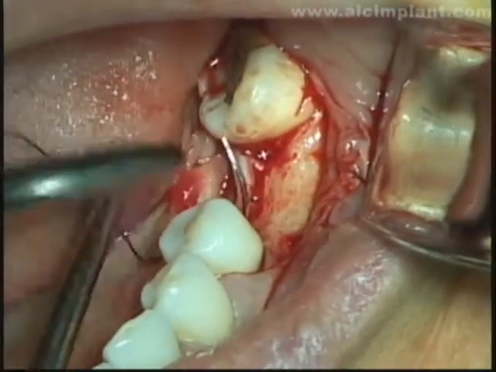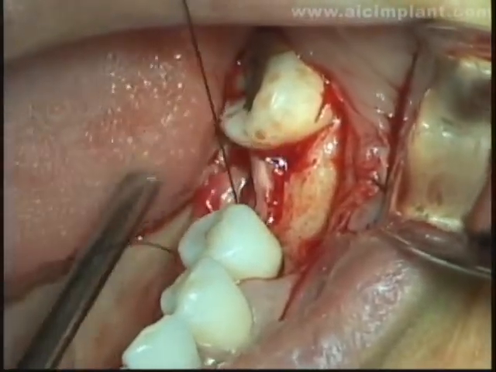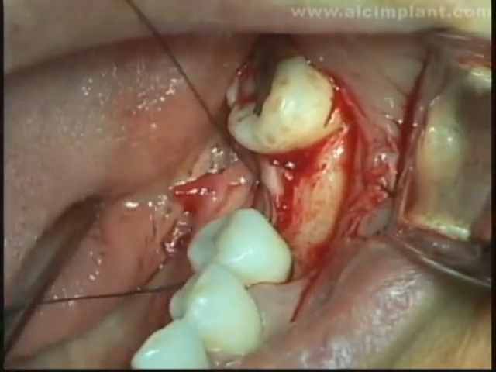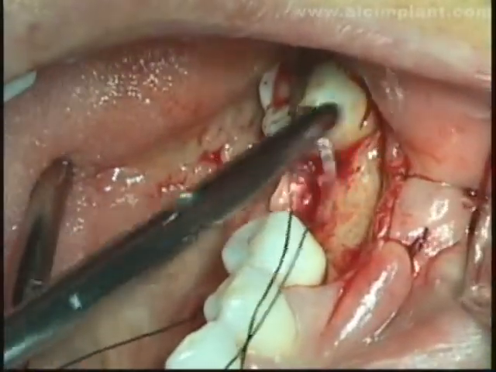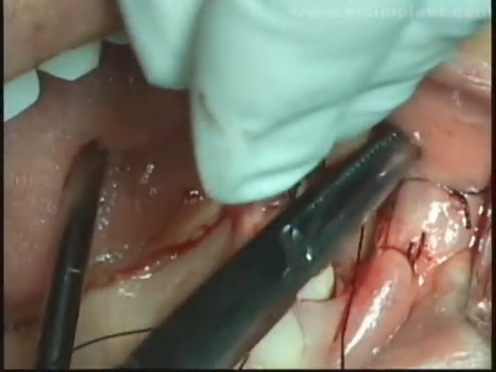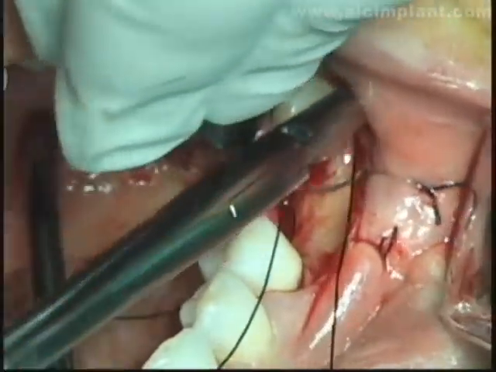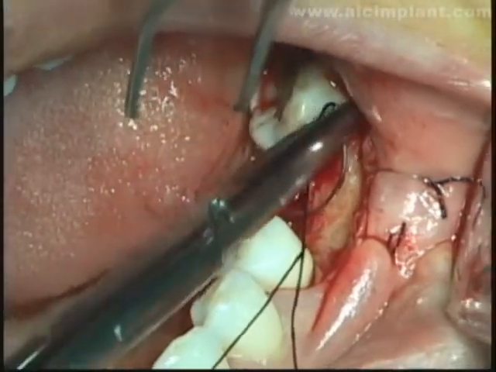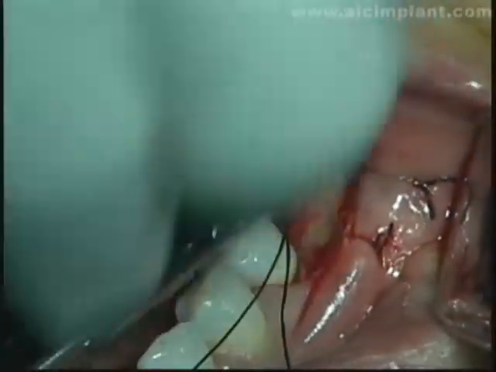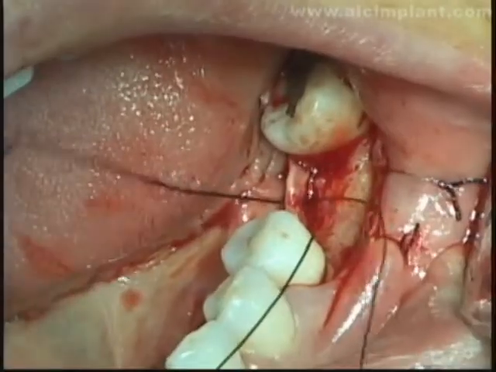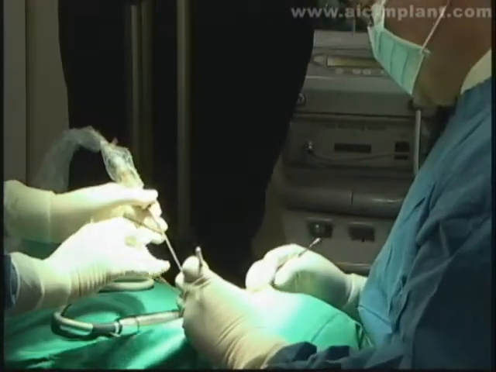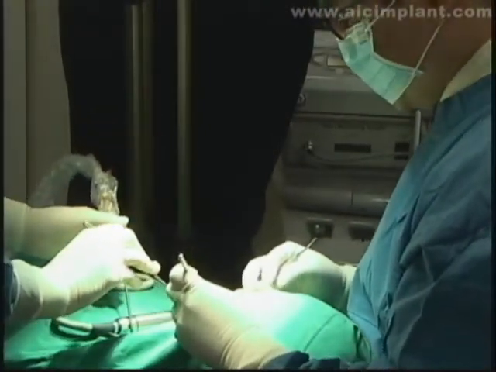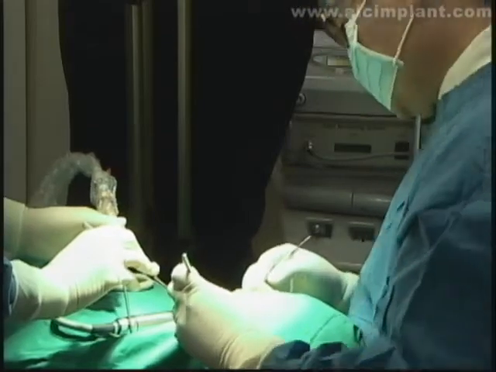The suturing silk has to go from the buccal side to the lingual side after moving from the lingual side to the buccal side to prevent the silk from getting entangled. As you can see, the ridge width and crest width are sufficient for implant installation.